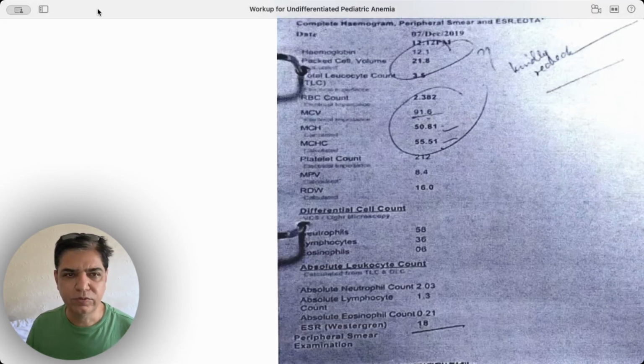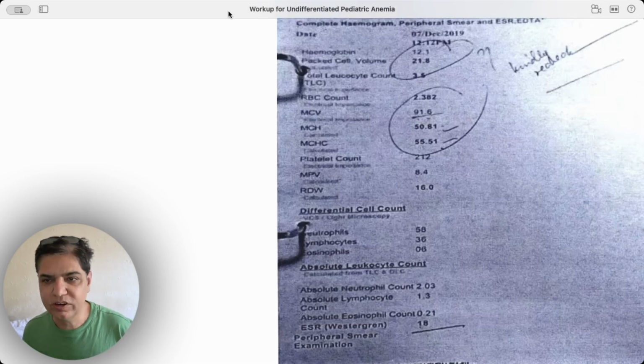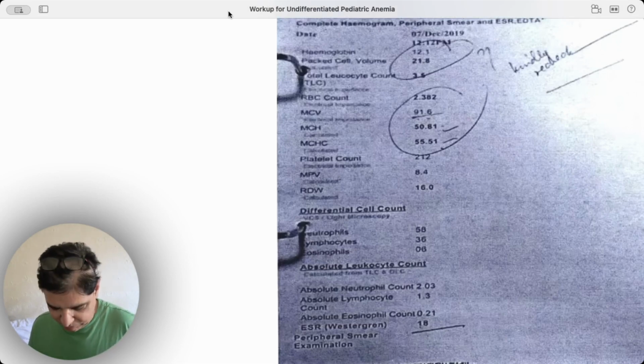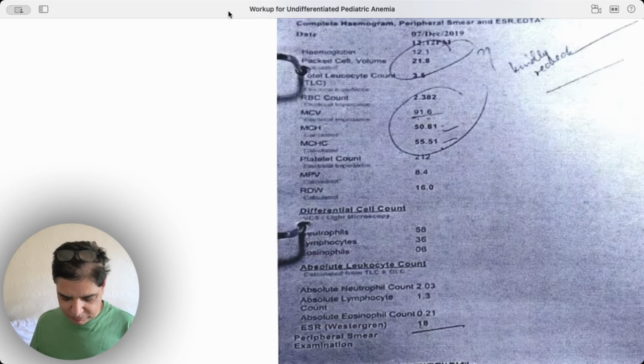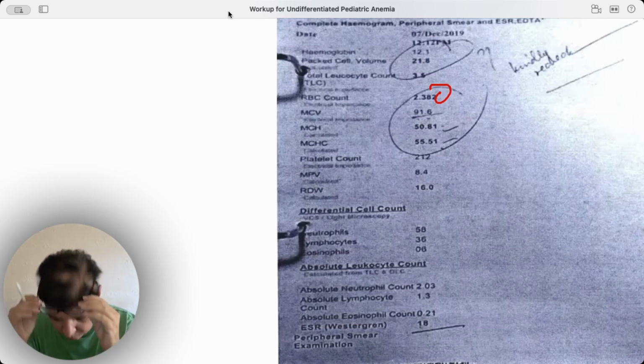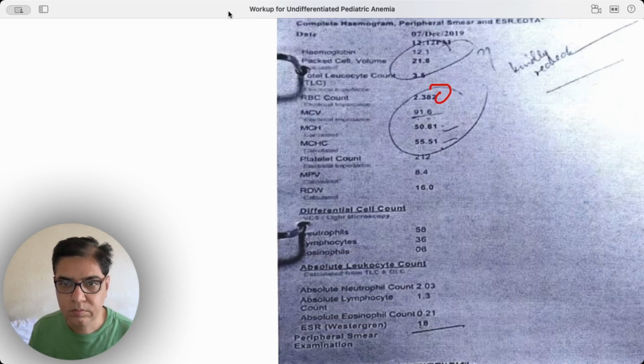So if you look at this one, this is another report, and the doctor has written kindly recheck because he thinks something is odd with this full blood count report. Yes, because the HB is normal. The red blood cell count is only 2.3, and if you multiply that by 3, that should be just about 7 for hemoglobin. Where's the hematocrit? Not on here.